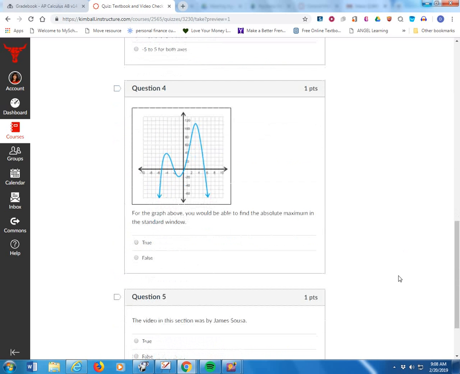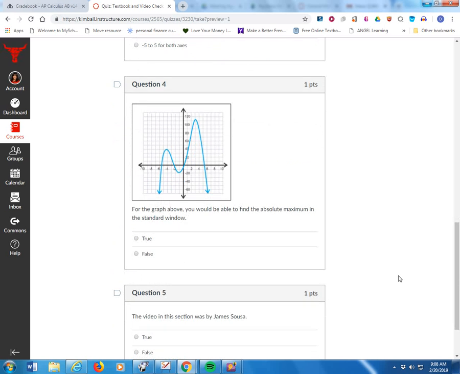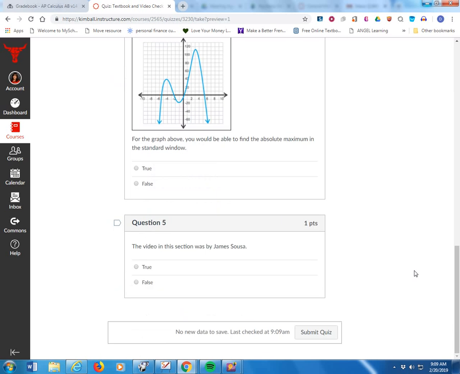Question 4. For the graph above, you would be able to find the absolute maximum in the standard window. False, because the absolute maximum happens at 110. In order for it to be in your window, the standard window is negative 10 to 10. You'd have to have it be 120 to find it. So that's false. And then the last question, the video in this section is by James Souza, and that's true.